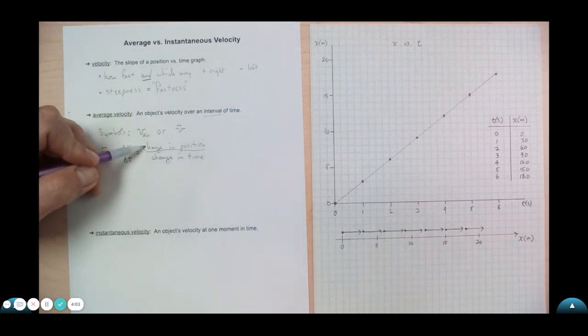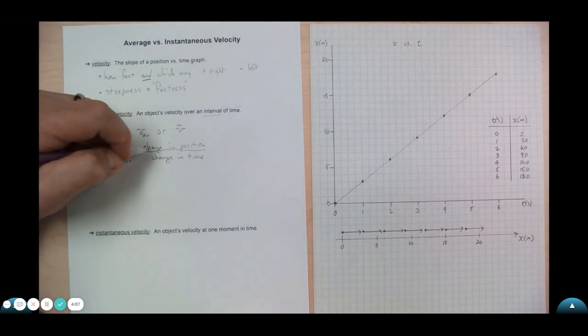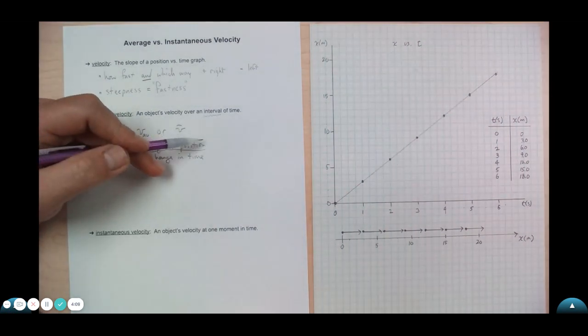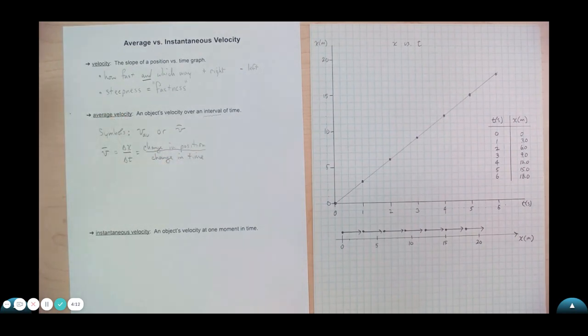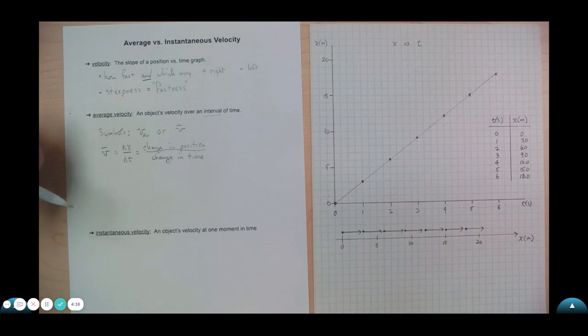Remember, whenever you find changes, you have to find them in the correct way. So if you're going to find the change in position, you're going to do the position later minus the position before. Same thing with time. The time later minus the time before. Make sure you find your changes in the correct order all the time.